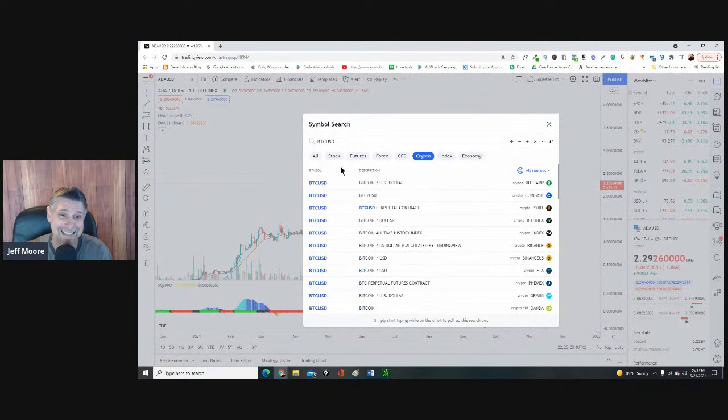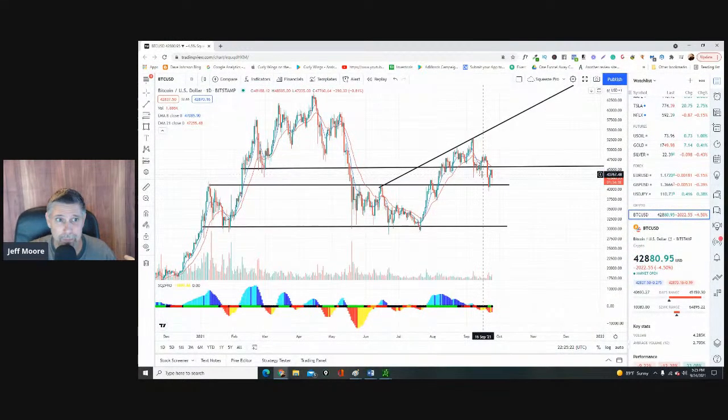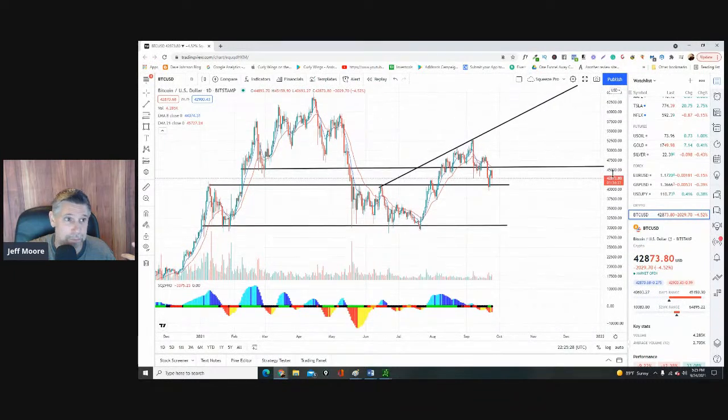When the dollar's up, Bitcoin is usually down. So if you guys trade the crypto market, you got to understand what's going on with the dollar. It's going to help you. And look at Bitcoin. Bitcoin killed today. It's down to 42,000. Big old red candle. Okay? So Bitcoin was down today because the dollar's up, right?